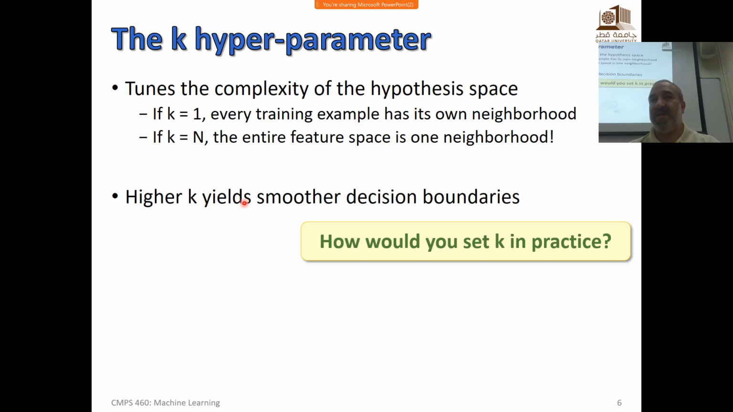This is very similar to what we discussed earlier. Which hyperparameter did we discuss earlier? The depth of the decision tree. It's the same thing.